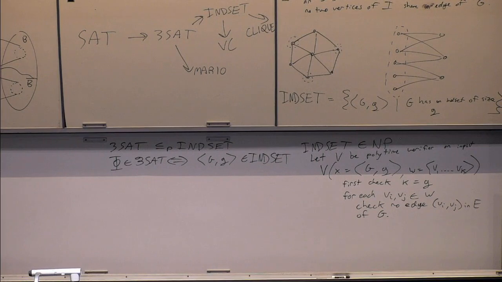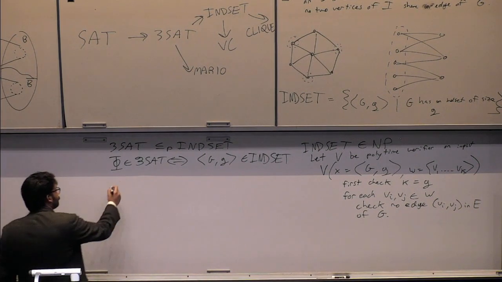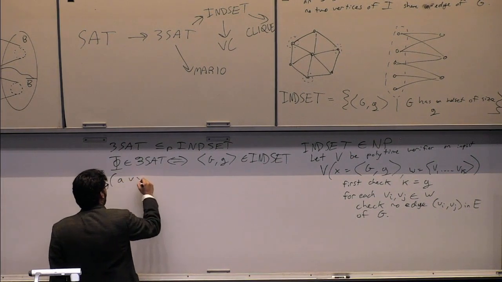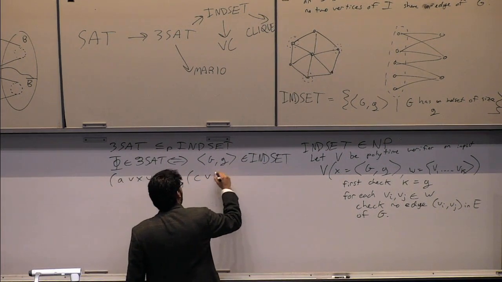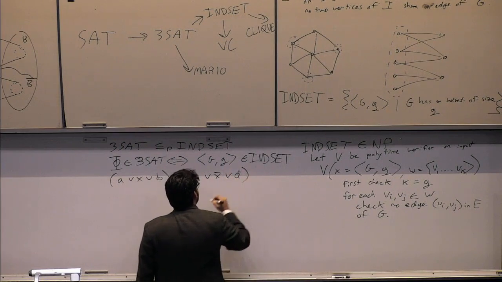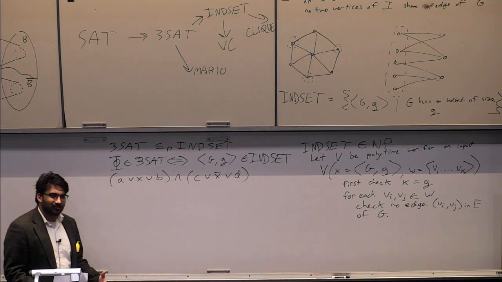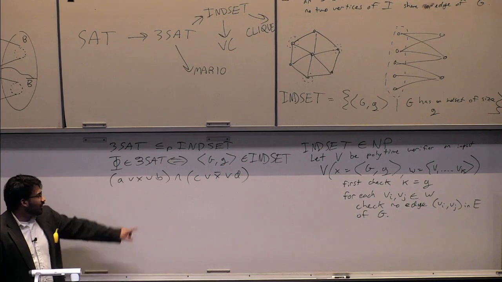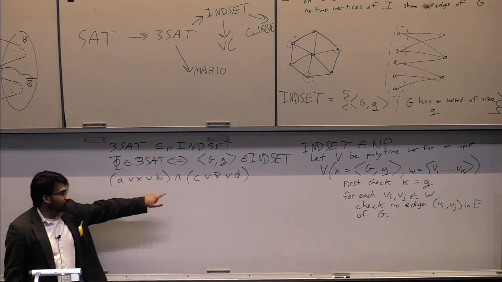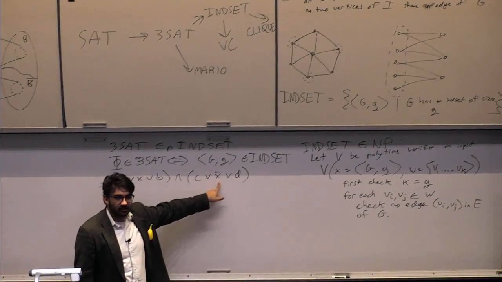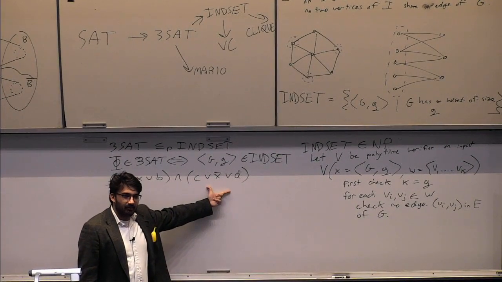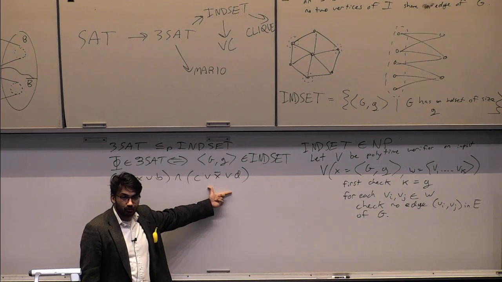Everything is always about choice. And especially in SAT, making choices, small local decisions, has cascading effects. If I gave you A or X or B, and C or X naught or D, something like this. It's like a sequence of light switches that are always flipping on and off. If you turn on X to satisfy this clause, it turns off X naught in this clause. So that implies that C or D must be true, right?